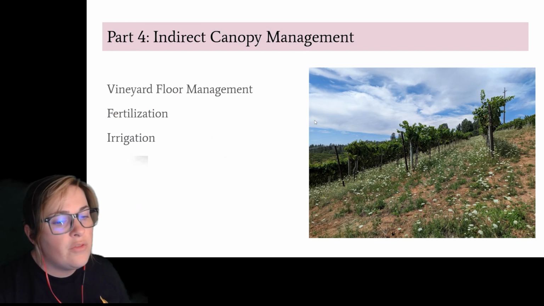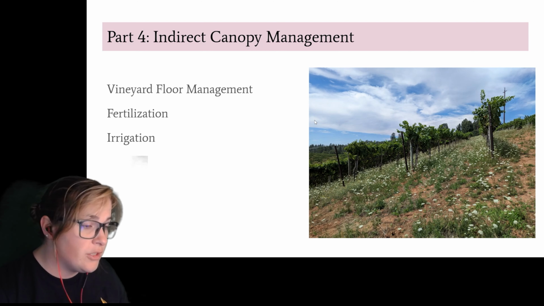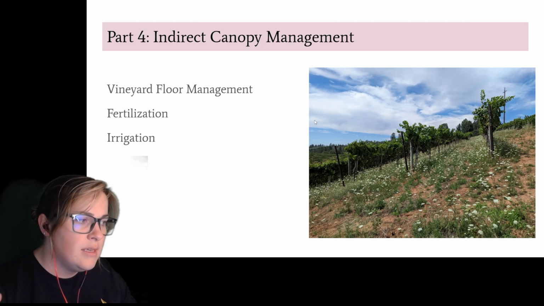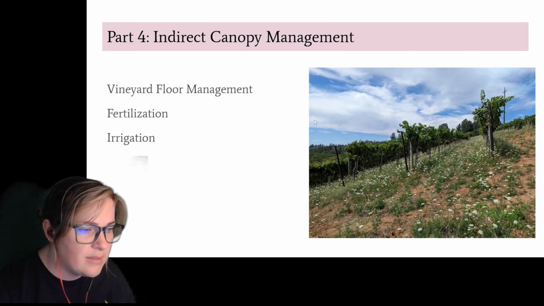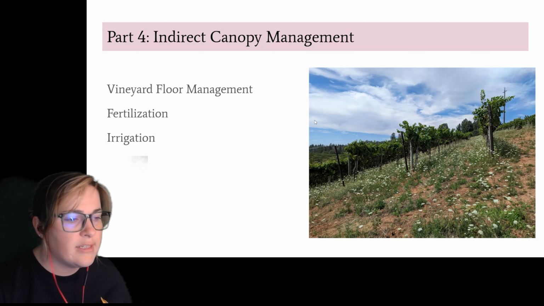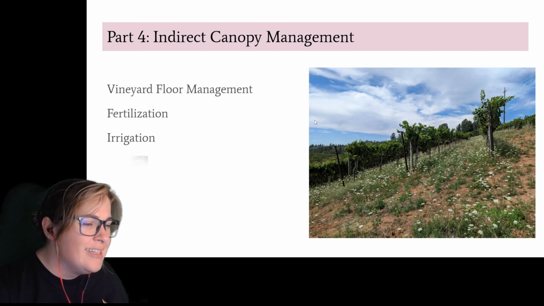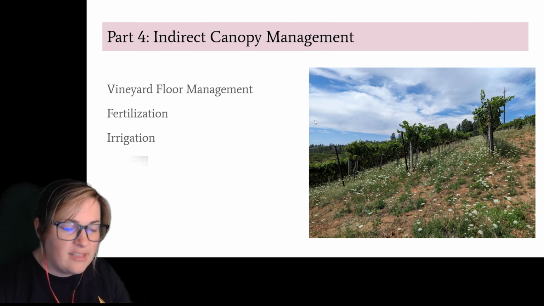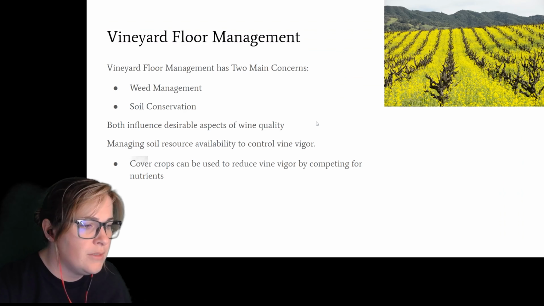Okay, so those were all really good examples of direct canopy management. Definitely understand the difference between direct and indirect canopy management, right? It might be one of those things where you might overthink it when you see it on the exam, but then you see it on the slides and you're like, oh yeah, no duh. So indirect things are things that we don't touch the vine for, right? So we're, in this case, dealing with the vineyard floor, fertilization, and irrigation techniques because those will directly relate to how vigorous the canopy of your grapevine is.